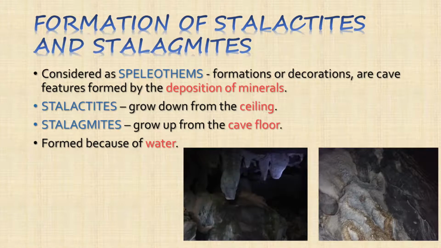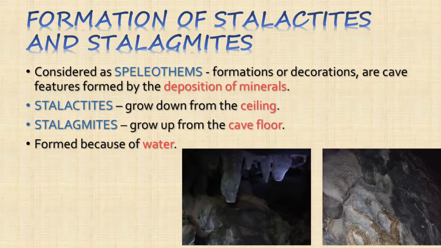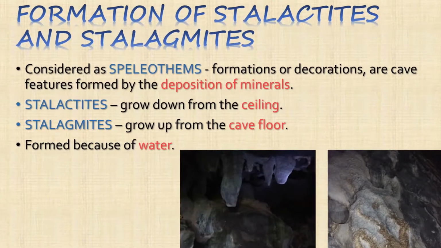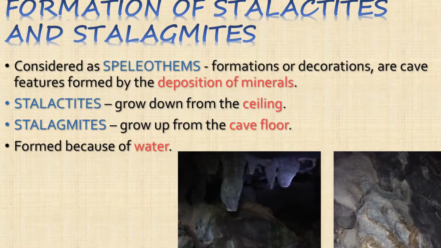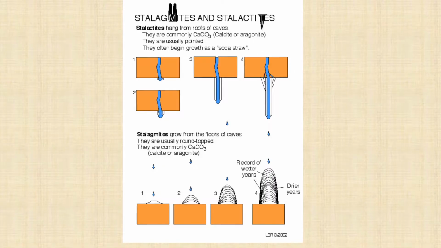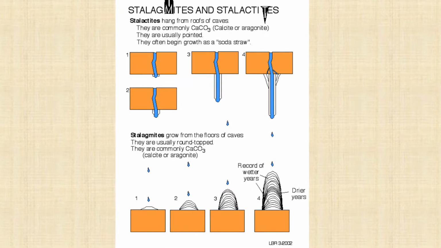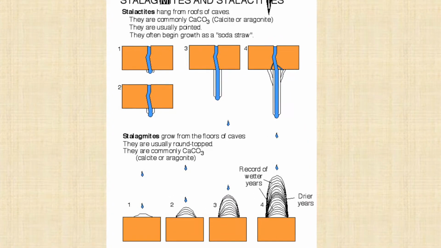Next, we proceed to the formation of stalactites and stalagmites. They are considered as speleothems, which is due to the deposition of minerals. Stalactites are grown down from the ceiling, while stalagmites are grown up from the cave floor.